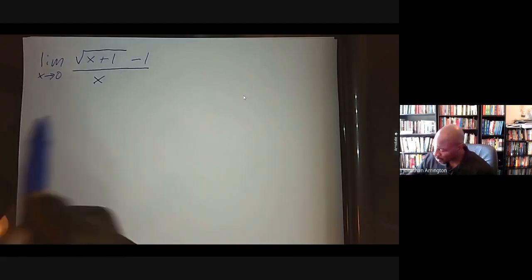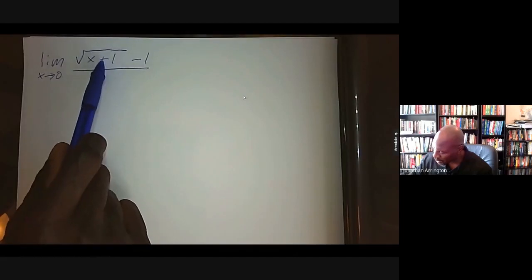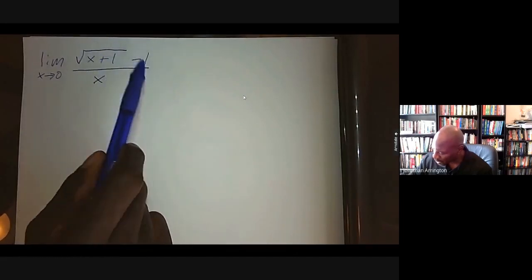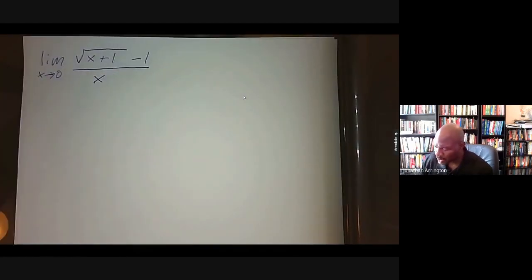If I plug in 0 for x here, that would be 0 plus 1, which is 1. The square root of 1 is 1. 1 minus 1 is 0. So 0 on top, and obviously 0 on bottom. This gives me the indeterminate form 0 over 0. So there's an indication that there's hope there. Now, the question is, what type of hope do we have?